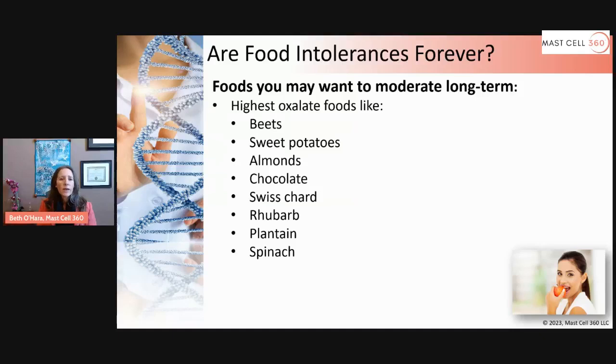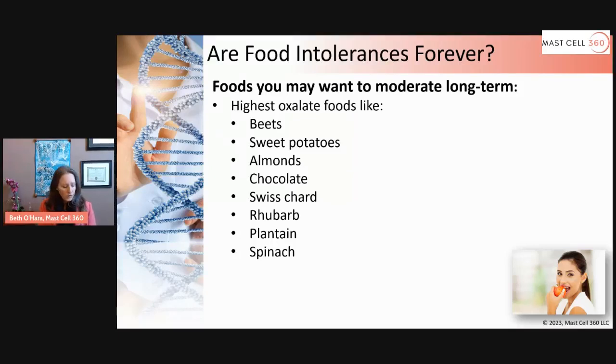Now, I think we can get some of these back. I have a little bit of chocolate, not a ton, but I have a little chocolate on occasion. I might eat something that has a couple bites of sweet potato in it or a couple bites of beets, but I'm usually not sitting down with 2 or 3 servings of these.